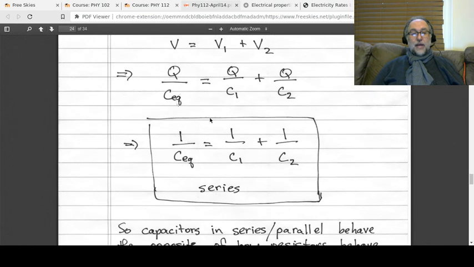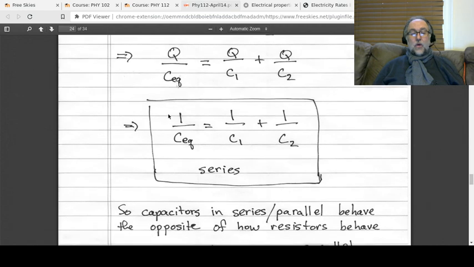And so if you divide out the Qs, you find that 1 over the equivalent capacitance is 1 over C1 plus 1 over C2. And so when you hook up capacitors in series, it's the reciprocals that add. In parallel, they just add. In series, it's the reciprocals that add. And so there you go.